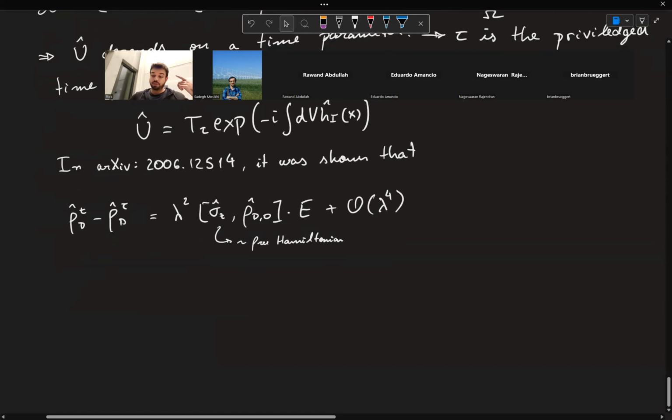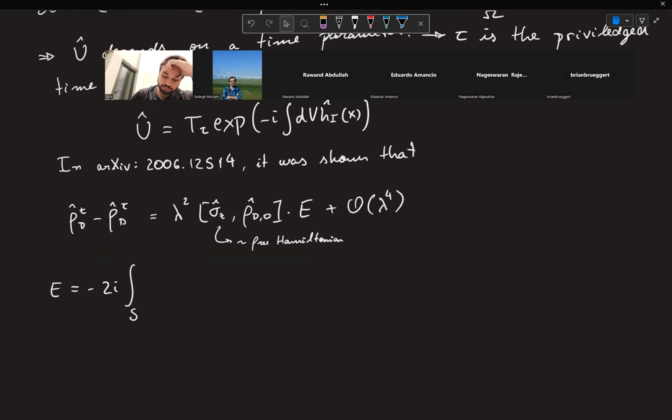And if you don't commute with your free Hamiltonian, if you're not in the ground or excited state or in a mixture of these, and you want to use this formula, then what happens here is that this E is given by minus 2i, an integral over a specific region, dV prime, lambda of x prime, times the Wightman function of the quantum field times the sine of omega (tau minus tau prime). And I have set theta here.